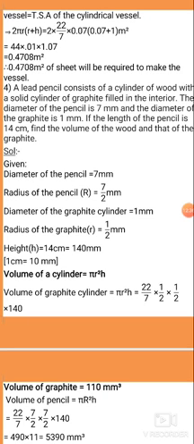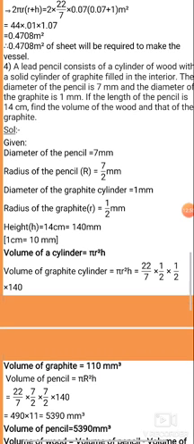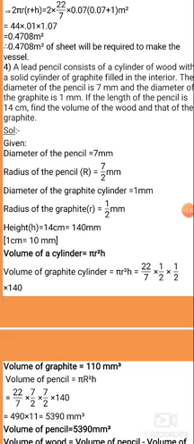Radius of the pencil is 7 by 2. So substitute that: 22 by 7 into 7 by 2 into 7 by 2 into 140. Now here also 7 and 7 are cancelled. 22 and 2 are cancelled. At last 2 and 140 cancel. Then at last what we get? 490 into 11 is equal to 5390 millimeter cube.